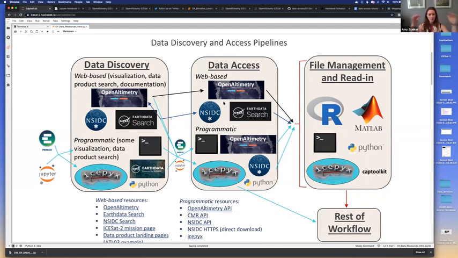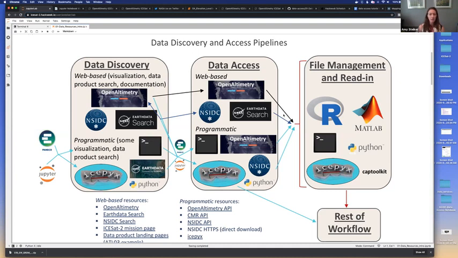Going from top to bottom, there are web-based resources. There are lots of tools out there on the web through web user interfaces. And then there are programmatic methods. If you have used APIs before, which are application programming interfaces, for both discovery and access, there are underlying programmatic methods that in a lot of ways power the web-based options as well. So you see all of these different arrows, and they're color-coded.